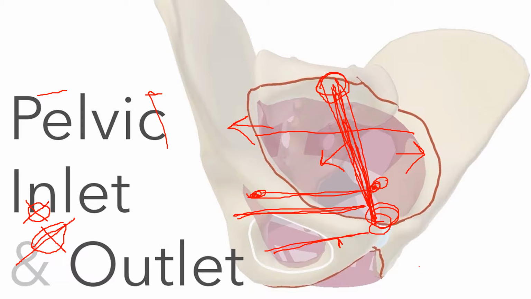That diameter is now the smallest diameter of the inferior or outlet part of the pelvis. So the baby must rotate in order to put the biparietal diameter that was in this orientation at the entrance of the pelvis into this orientation at the outlet of the pelvis. Maybe you're a little confused about this, but it's very easy. I will show you with a video after this.